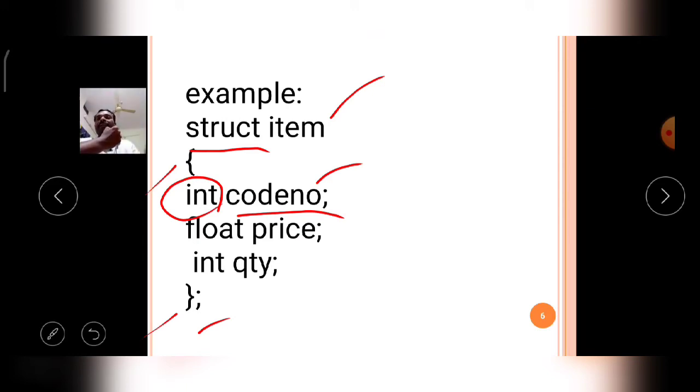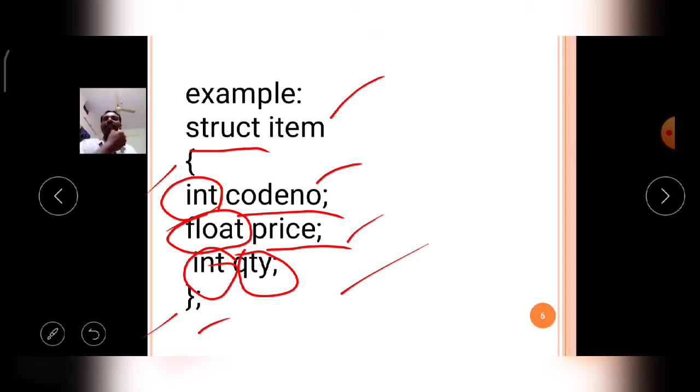Then the next variable name is price. Okay, the price variable generally belongs to float data type. So that's why I declared it as float. Then quantity. Okay, how many items are there? 4, 5 or 6, whatever it may be. Okay, so the QTY quantity variable I declared as integer. Okay, like that I have taken the three members as structure members.